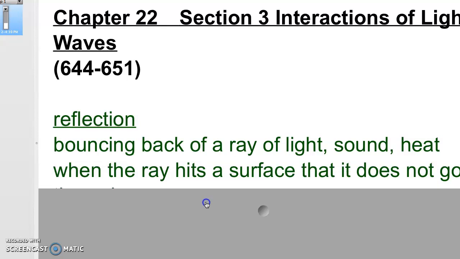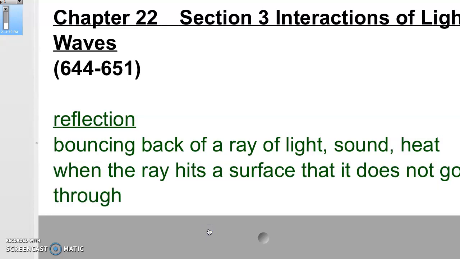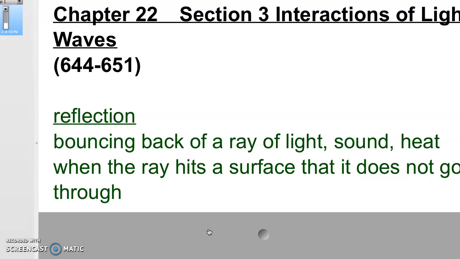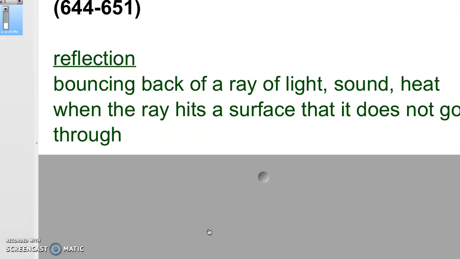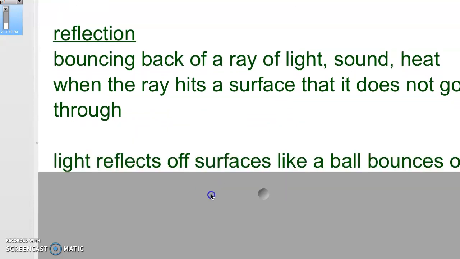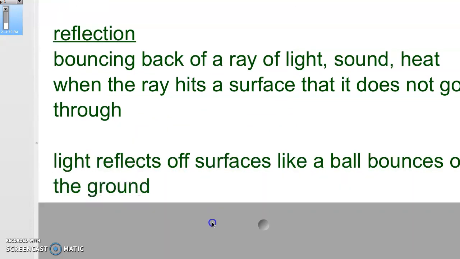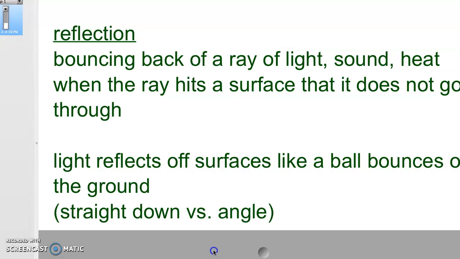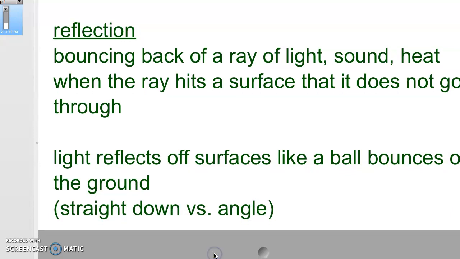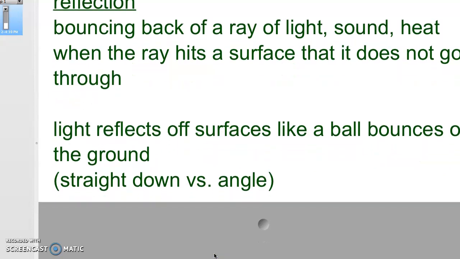So first they talked about a reflection. We use these terms kind of in our everyday lives, but we know what a reflection is. We might not be able to give it that scientific sort of definition, but it's the bouncing back of a ray of light. It could also be the bouncing back of sound or heat, and that's because the ray hits a surface that it can't go through. So it does happen to us in a lot of different ways. So light reflects off surfaces like a ball bounces off the ground. So imagine it that way, straight down versus at an angle.